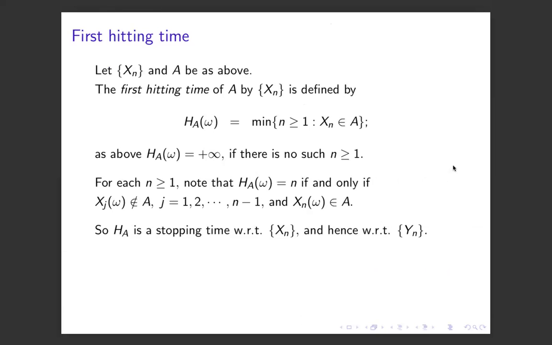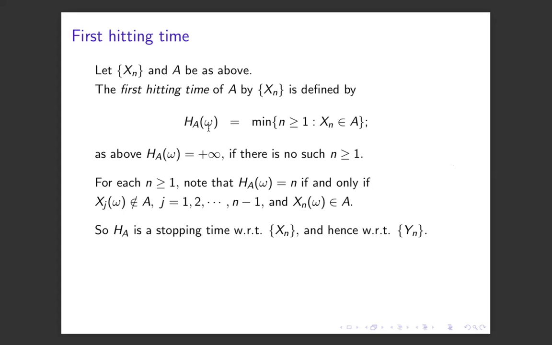Sir, am I audible? Yes, you are audible. Okay, so I just had a question. In the definition of H sub A of omega, it should be xn of omega, right? Within the bracket, minimum of n greater than or equal to 1, xn of omega belongs to A.